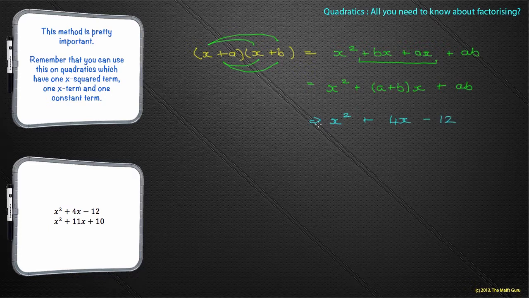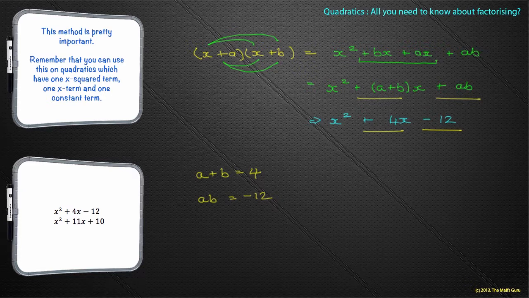And if we compare, because maths is a lot about comparing, what do we notice? We notice that in front of the x is this plus a plus b, and in front of the x here is plus 4. And at the end, the constant is given by plus a times b, and at the end we've got minus 12. So just using a little bit of comparison, we know that a plus b must be equal to 4, and that a times b must be equal to negative 12.